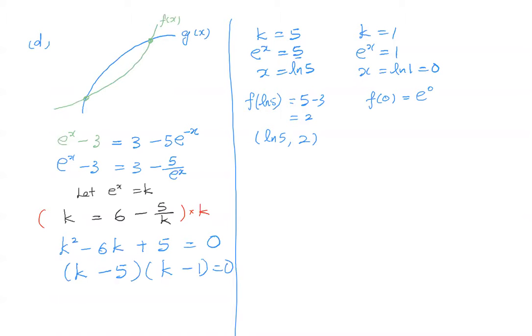Okay, I can just replace with 1. So this is -2. So this is 0, -2. So there is your answer. So you have 2 points here. This one is, I think, 0, -2. And this one is ln 5, 2.